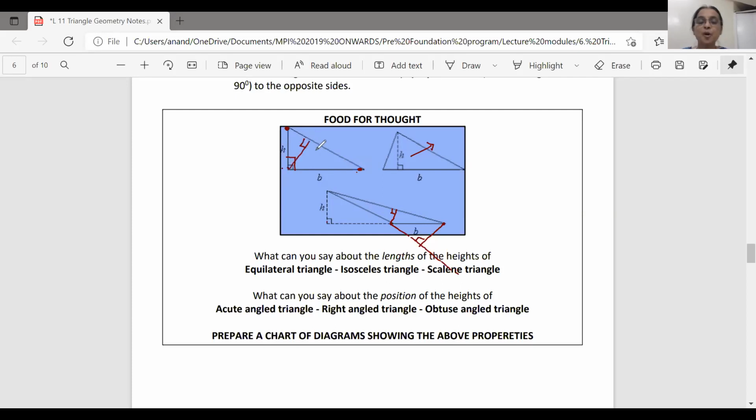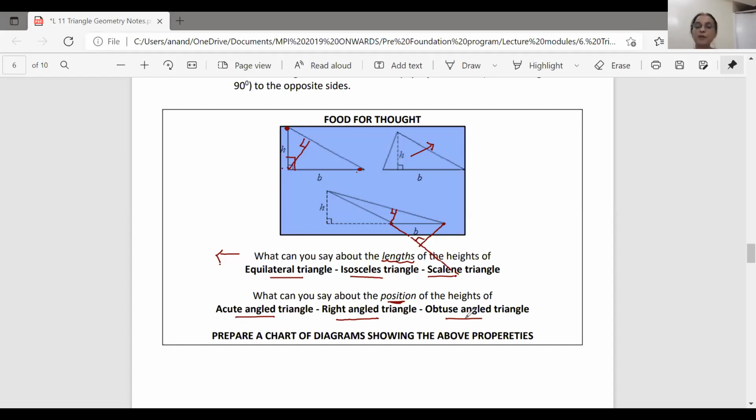So draw several right angle triangles and try to make your observation about the lengths of the heights of equilateral triangle, isosceles triangle, scalene triangle, and the position of the heights of acute angle triangles, right angle triangles, and obtuse angle triangles. Will the heights lie inside the triangle? Will they lie on the triangle? Will they lie outside the triangle? In which type of triangle? Where will the height lie?